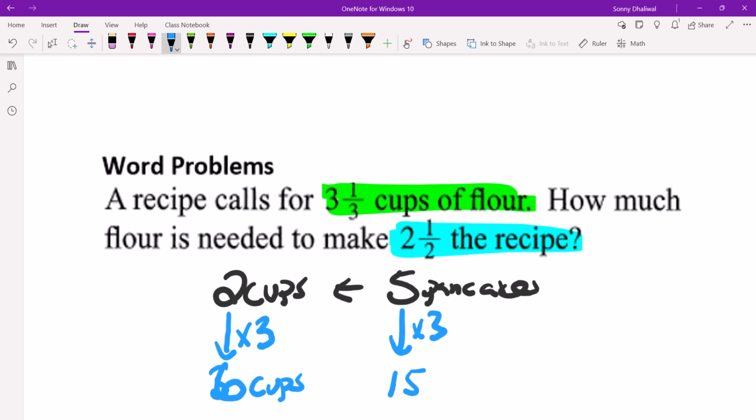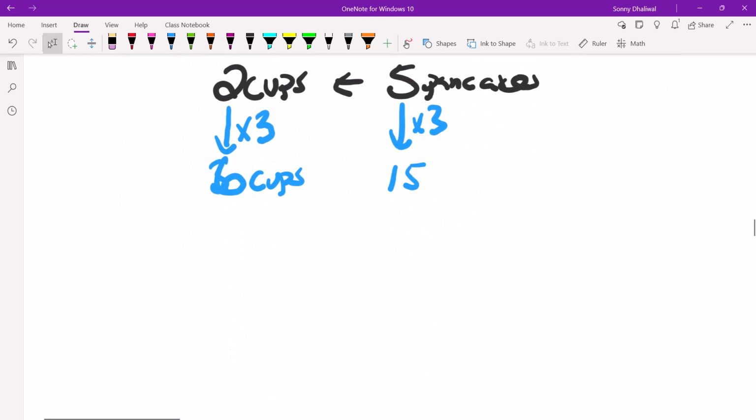So the key thing is, if you want to make it bigger, you just multiply by how many times bigger you want to make it. If you want to make it 2 times bigger, multiply by 2. You want to make it 3 times bigger, multiply by 3. In this question, we want to make it 2.5 times bigger. So we're going to multiply whatever we need by 2.5.